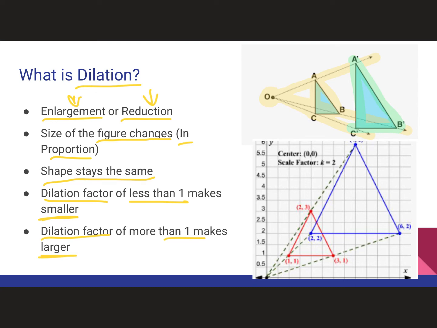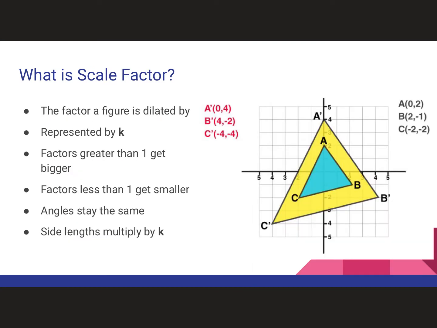Down here we have a dilation factor of 2. We call our dilation factor K. That means we're multiplying by 2. So the point (2, 3) becomes (4, 6). All we're doing is multiplying. The point (2, 2) and the point (1, 1) becomes (2, 2). The point (3, 1) becomes (6, 2). We multiply the points.